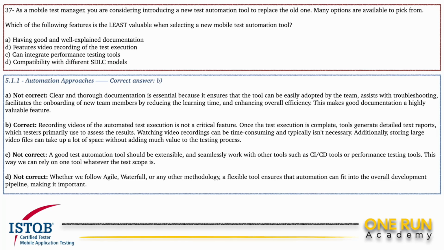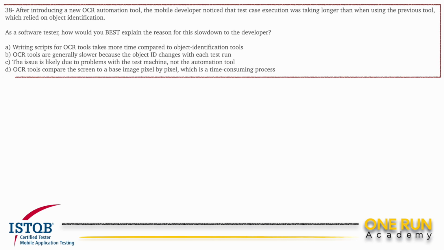Now, let's quickly encounter question number 38, and it says, after introducing a new OCR automation tool, the mobile developer noticed that test case execution was taking longer than when using the previous tool, which relied on object identification. As a software tester, how would you best explain the reason for this slowdown to the developer?